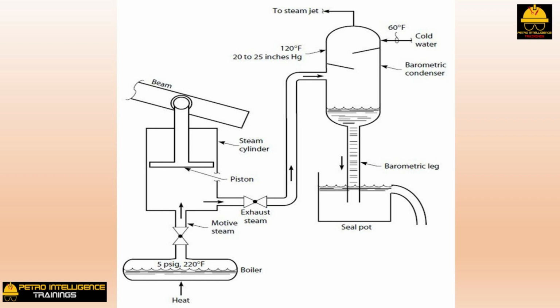The second problem was air leaks. Air drawn into the system would build up in the condenser. This non-condensable vapor was drawn off by using a steam jet.